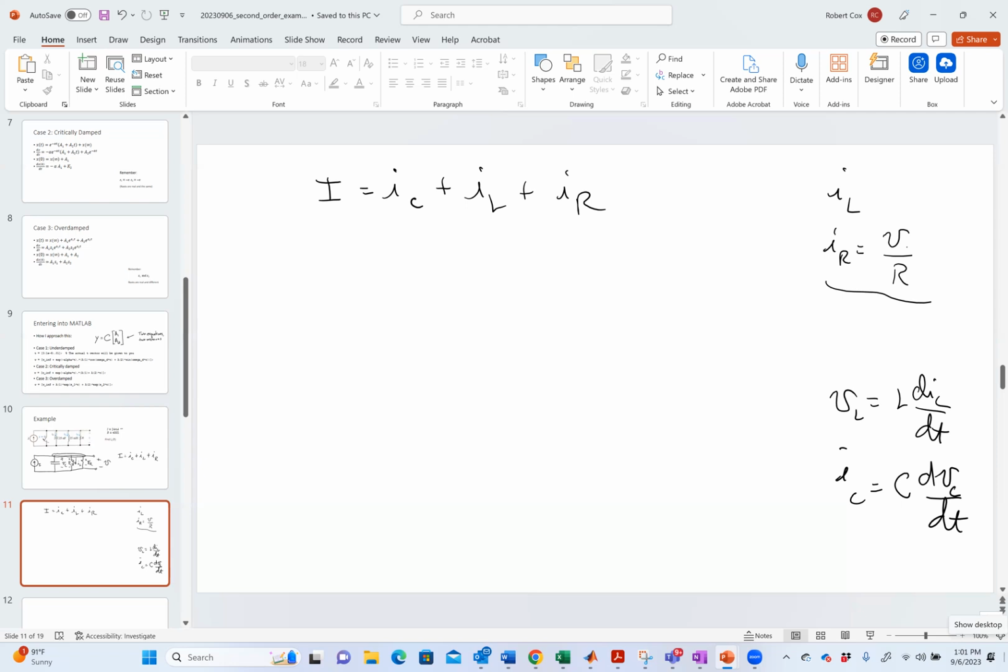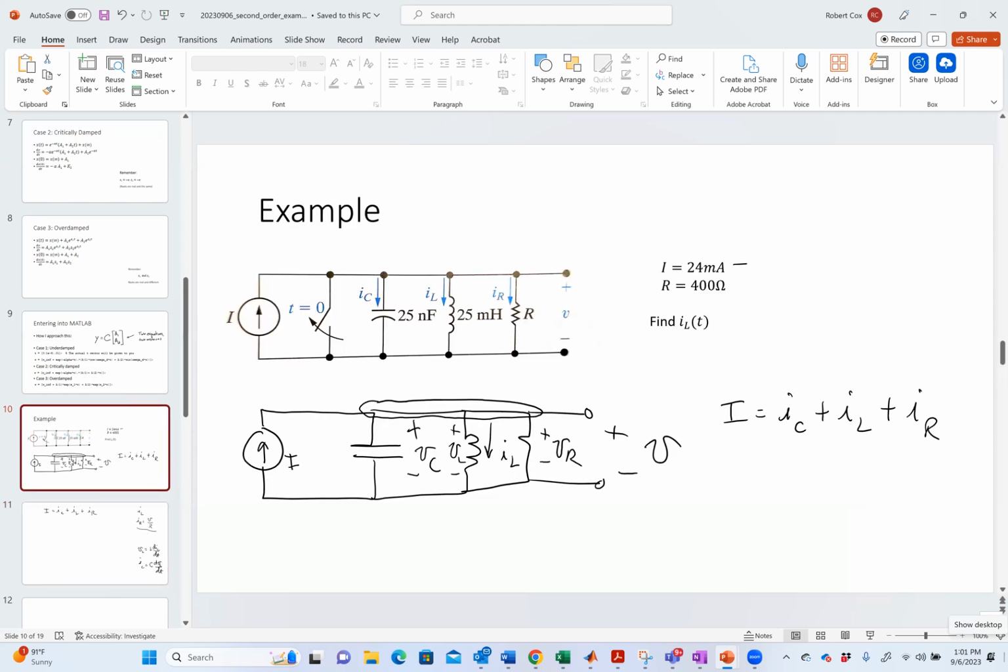The voltages are the same, right? If I look at that circuit, the voltage across the L, the voltage across the R, the voltage across the C are the same. How do I know that? Because they're all in parallel with each other.